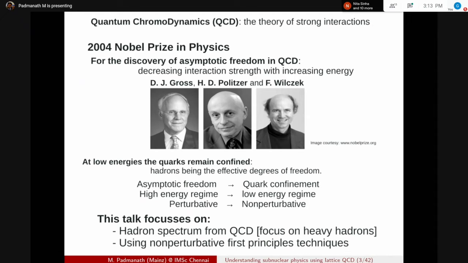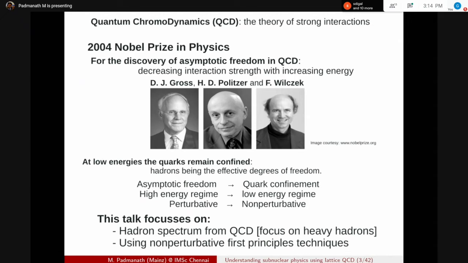So this is why I classified two regimes. There is a high energy regime where there is asymptotic freedom, or the quarks tend to be free. That basically means that the interaction strength is very small. In that kind of scenario, one can try to study this theory by some perturbative approach. While there is another regime, the low energy regime, where the quarks tend to be confined, and the effective degrees of freedom that we see are basically hadrons. In that regime, the interaction strength is too large that we cannot use any perturbative techniques.